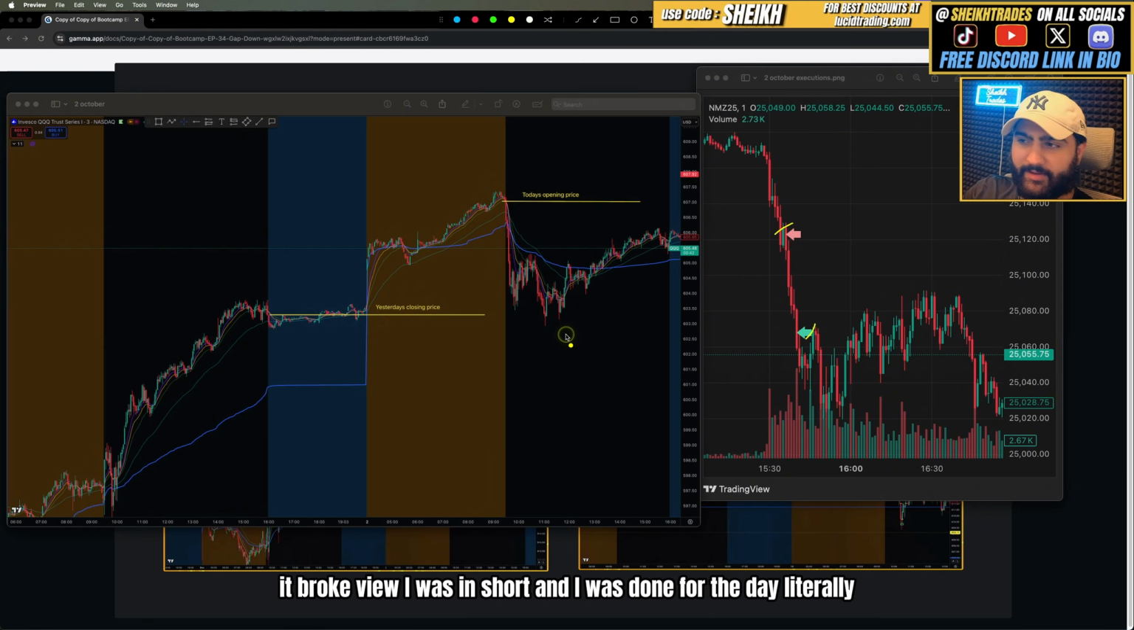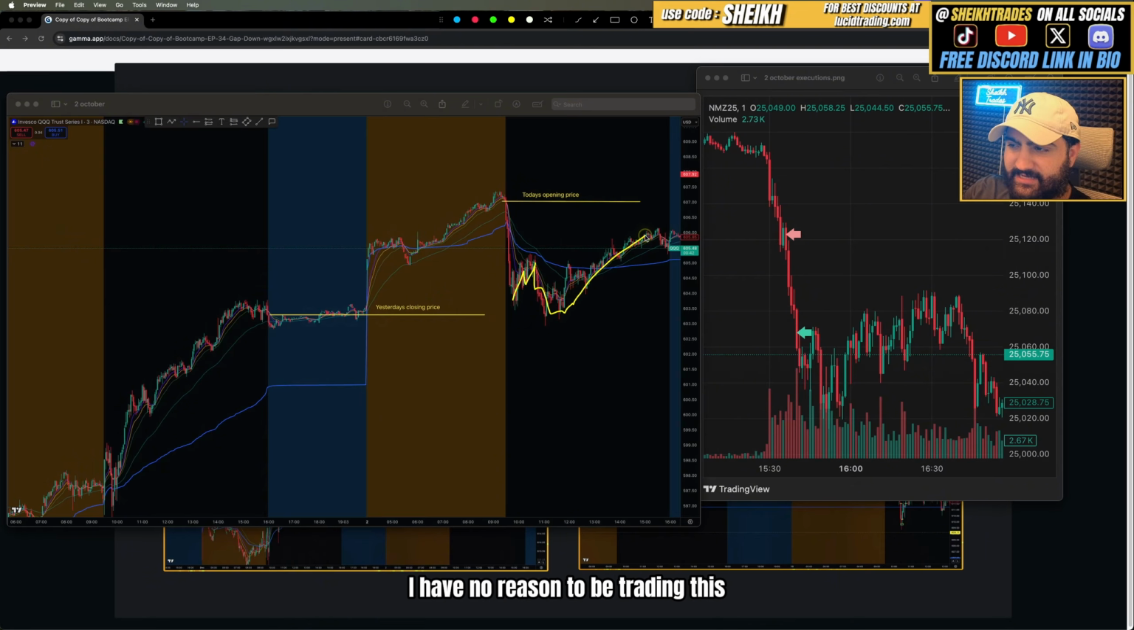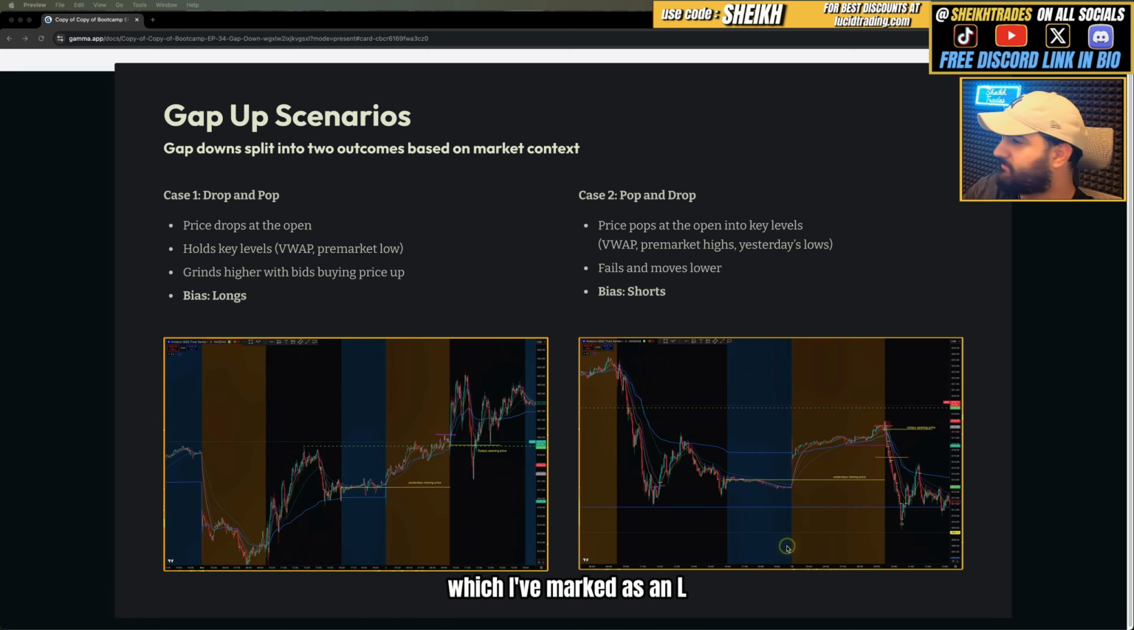Like, I got my setup, because if I start trading this, I have no reason to be trading this. The meat is already gone, the meat already happened. You either trade the meat or you're going to be eating off the bones. So, very nice setup. Then we're going to go over the 27th of October, which I've marked as an L.